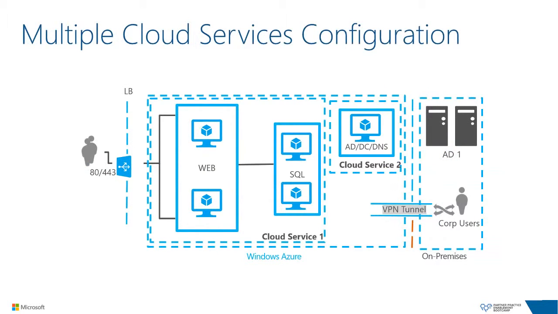It is possible to allow communication between virtual machines in separate cloud services by deploying cloud services that need to communicate into the same virtual network. In this example, Cloud Service 1 and Cloud Service 2 are both deployed in the same virtual network and are allowed to have direct network communication with each other. We'll discuss virtual networks later in this session and in much more detail in the next session.